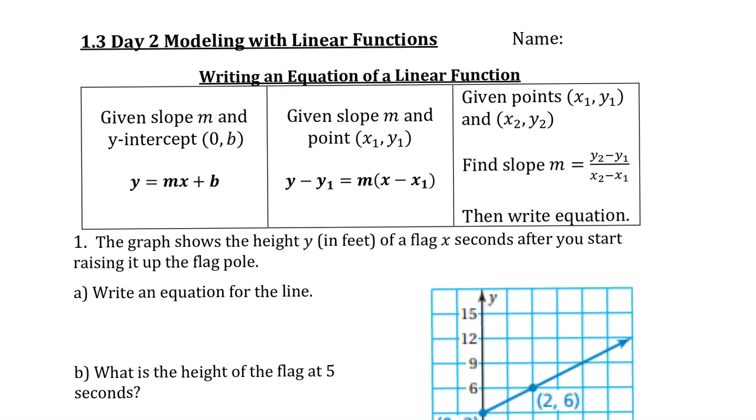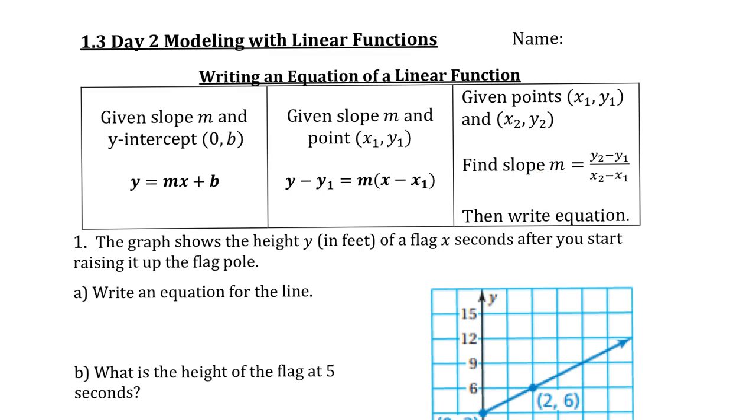Okay, 1.3, day 2, we're modeling with linear functions, which means we're using the equations of lines on word problems. To remind you, if they give you the slope and the y-intercept, you normally do slope-intercept form, which is y equals mx plus b. If they give you the slope and a point, we use point-slope form just because it's easier, which is y minus y1 equals m times x minus x1. If they give you 2 points, you need to find the slope yourself. Once you have the slope, you can either use slope-intercept form or point-slope form to write the equation.